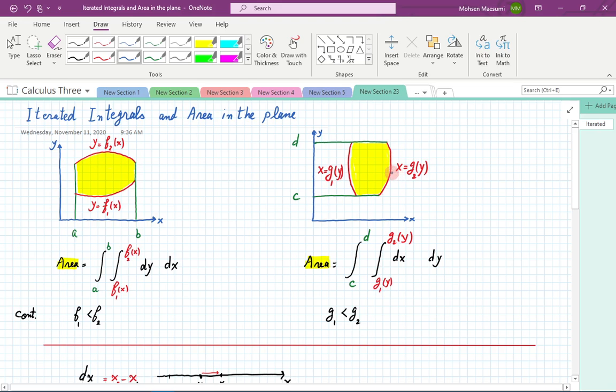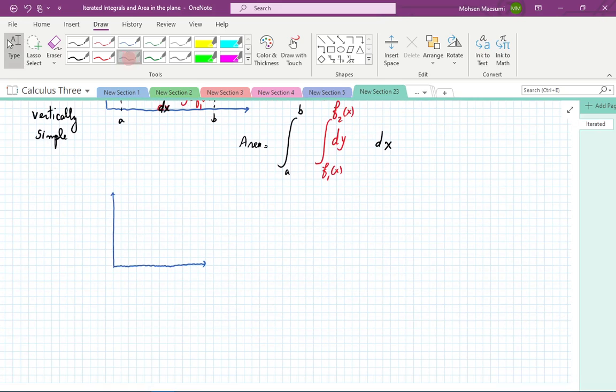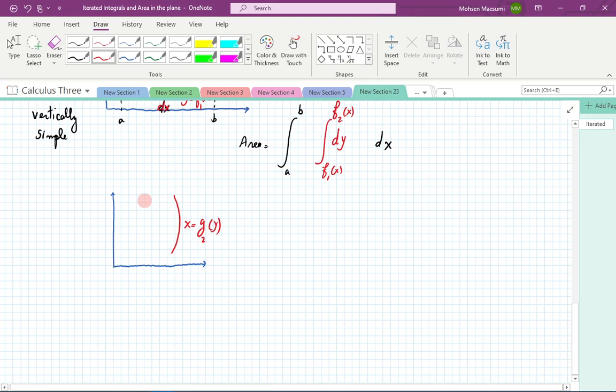So in this case, perhaps x is given in terms of y, and our flat boundaries are y at c and y at d. This one is going to be referred to as horizontally simple. The terminology in your text is that this is a horizontally simple picture. So I have some function, in this case x is given as a function of y. The one on the right we call g2, and the one on the left we call g1, or whatever you want to call it.